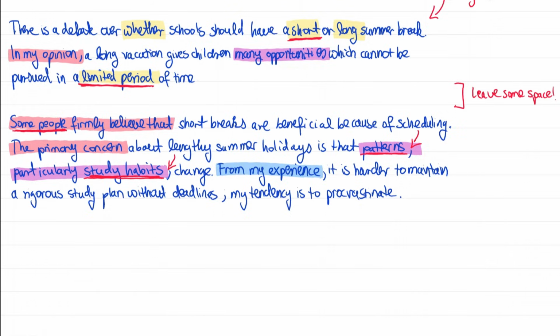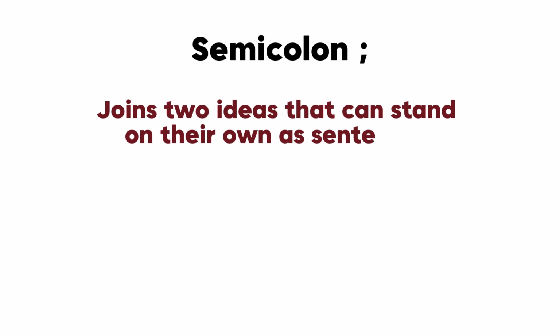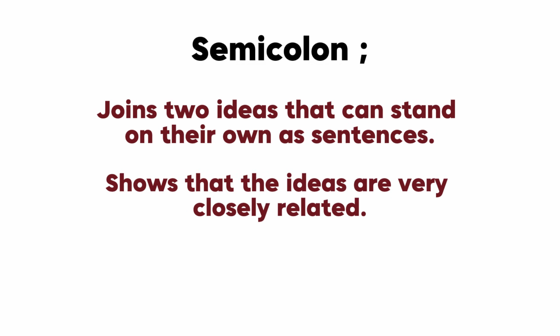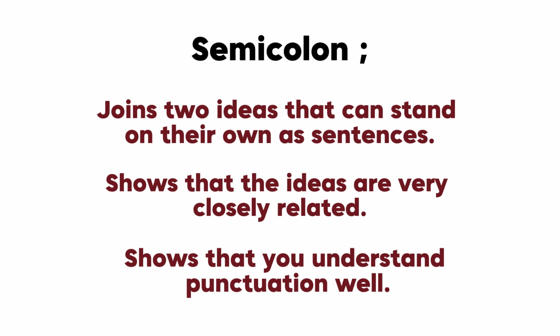The first part is really general though. Therefore, I add one more idea that makes it relate to me. My tendency is to procrastinate. This is a very specific personal example. As you can see here, I use a semicolon. A semicolon joins two ideas that can stand on their own as sentences, but shows that the ideas are very closely related. Adding a semicolon shows the examiner that you understand punctuation well.